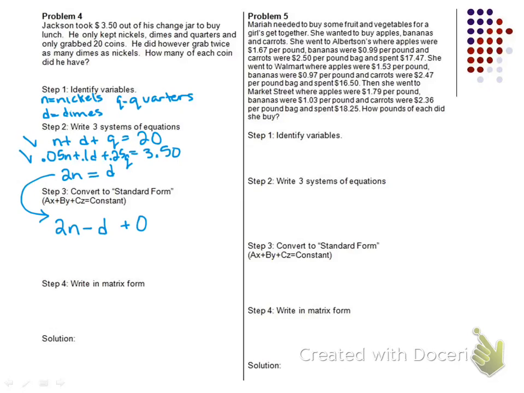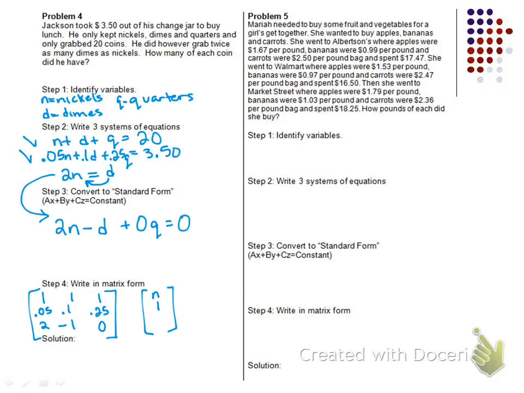Are they all in standard form? This one is. No. Okay, so it's going to be 2N minus D plus, what are we going to put for Q if there's not one? 0. You don't have to write that, but it might help you. 0Q. And then if I moved that D over, what's left on that side? Is there anything left? No. So what do I put? 0.